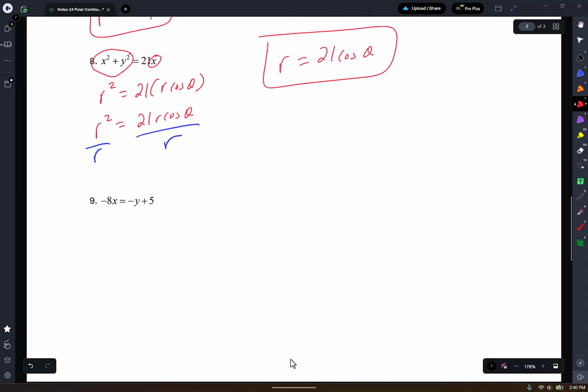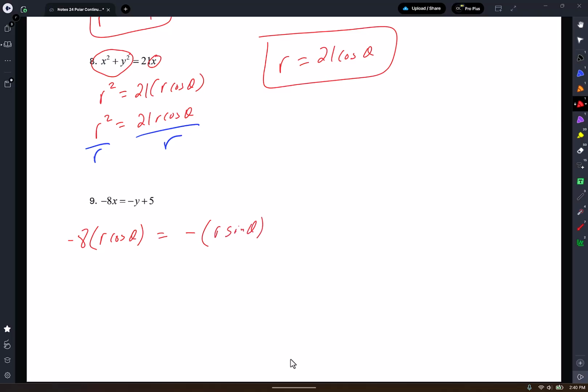Number 9. I'm just substituting the x and I'm just substituting the y. Negative 8 parenthesis. What am I going to substitute for x? R cosine theta equals negative parenthesis. What do I substitute for y? R sine theta plus 5. Are we still okay? All right, let's see. What's my move?